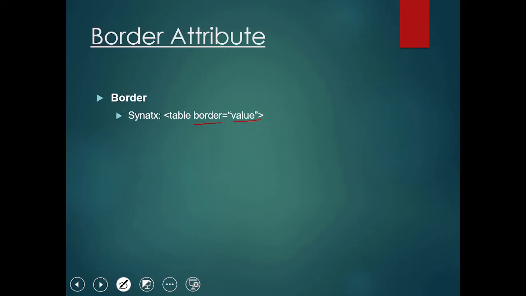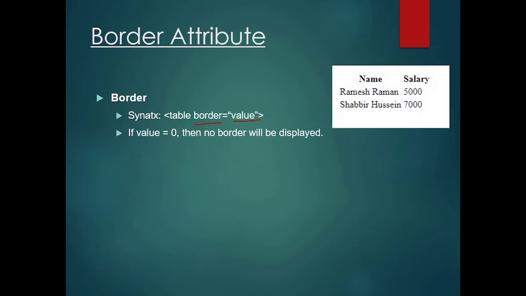It starts with 0 and it can go on till the value that you want. When you put a value 0, it will give you no border because 0 means no border to be displayed. If you give 0 and the table doesn't display any border, the output of that code will be like this. You will be getting a row and a column, but you will not get a border surrounding it. You are getting columns as name and salary, but you are not getting a border for it.